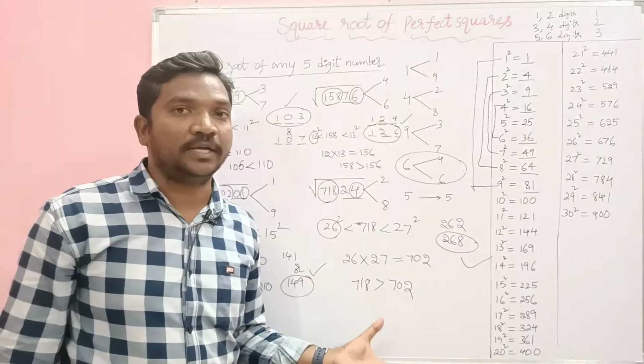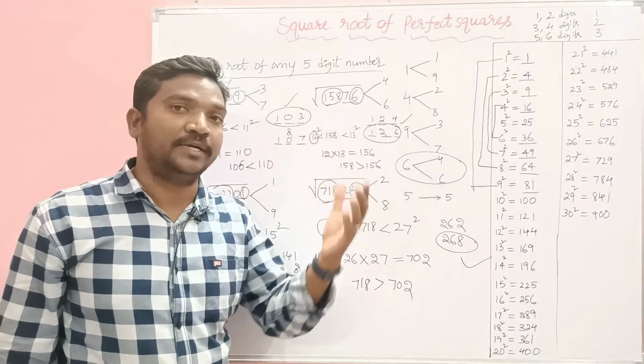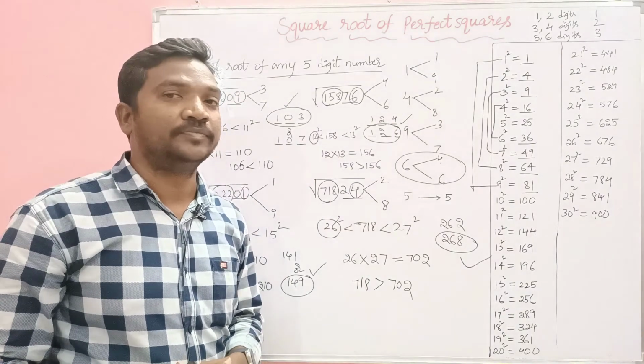So by using this method, we can find the square roots of any 3-digit, 4-digit and 5-digit numbers easily.